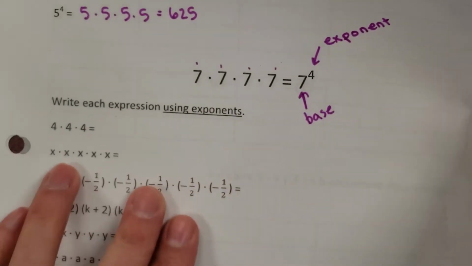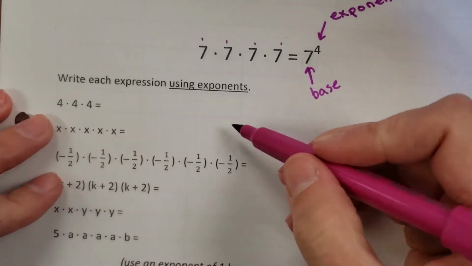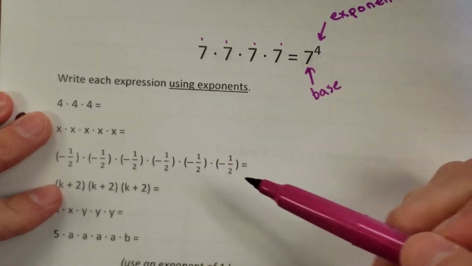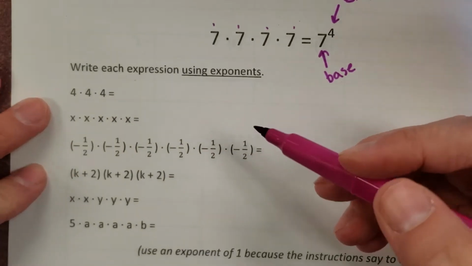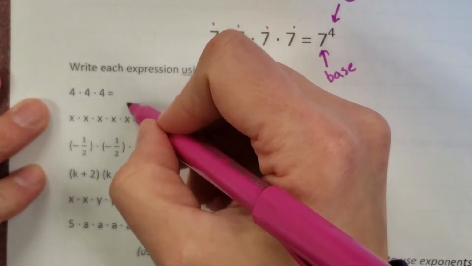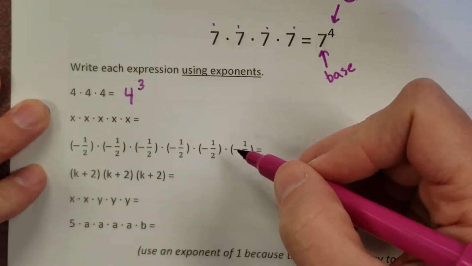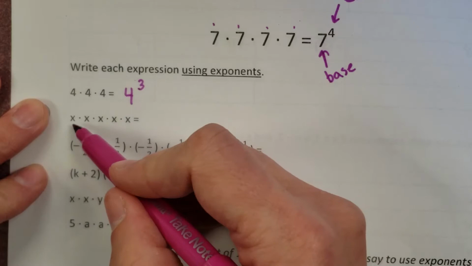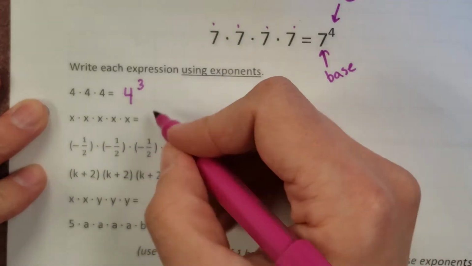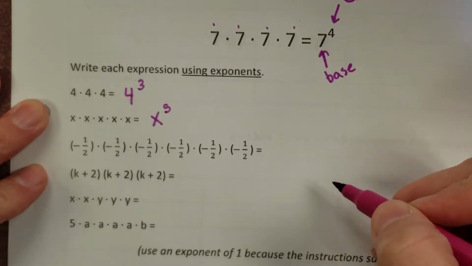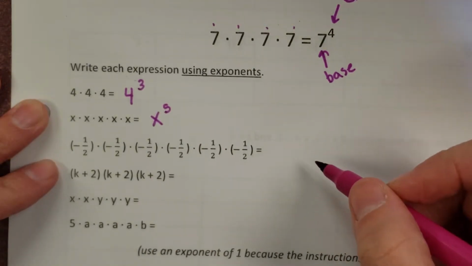So using those simple rules, we can write various expressions using exponents. I understand that 4 times 4 times 4 is 64, but if I wanted to write that using exponents, here's my base of 4. It's being multiplied with itself 3 times. Now we can do the same thing with variables. This variable of x is being repeated 5 times in multiplication, and so it's as simple as that.